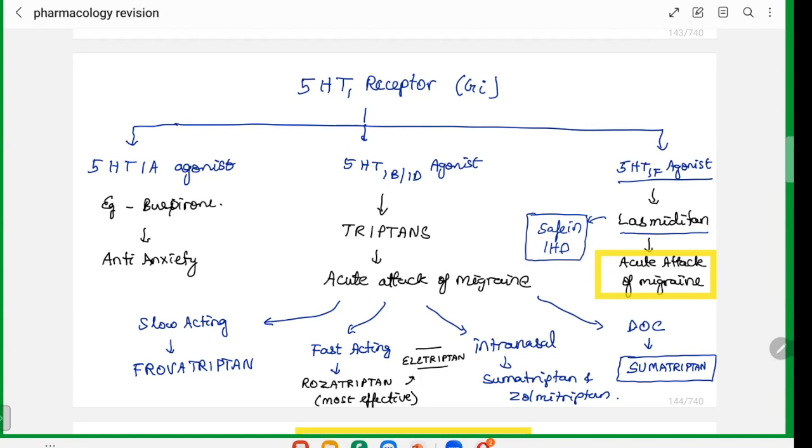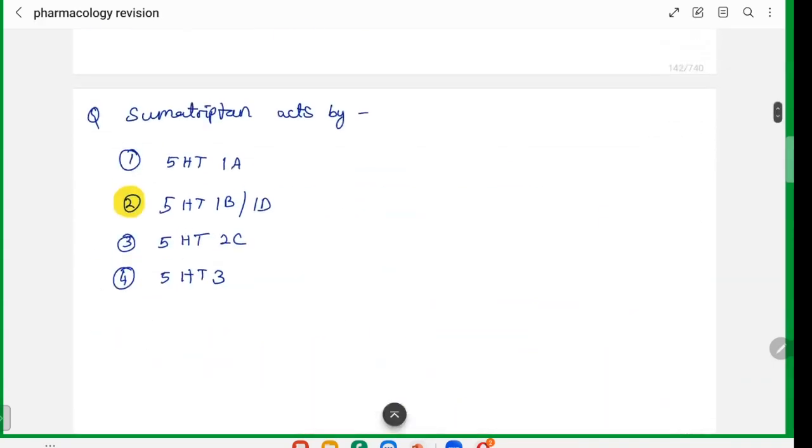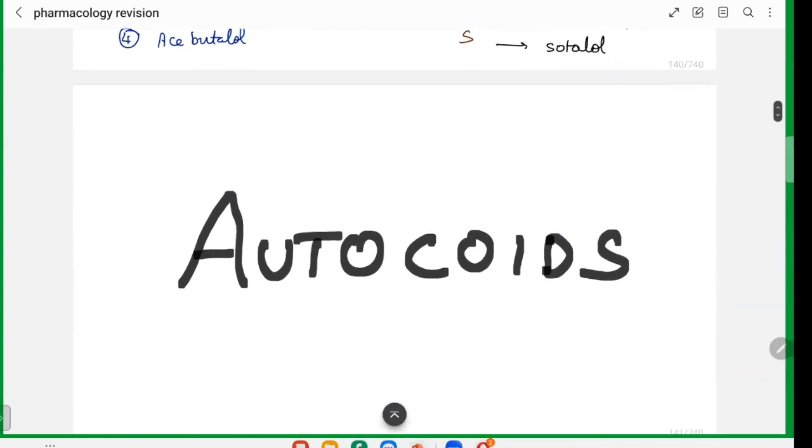So what are autocoids basically? Autocoids are substances that regulate mechanisms like blood flow, the immune system and the inflammatory system. Everything is going to be monitored by this system called autocoids. So that's what we are going to read now.